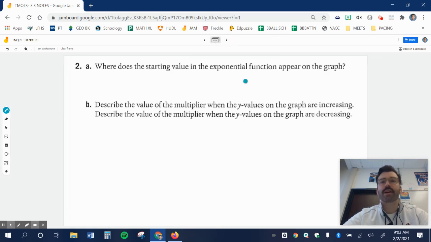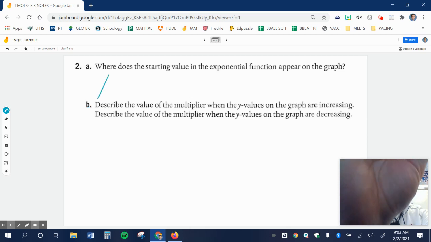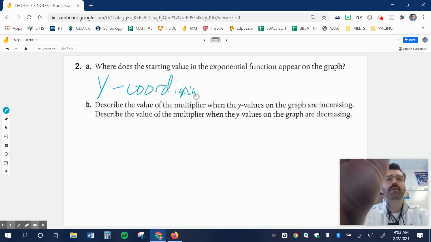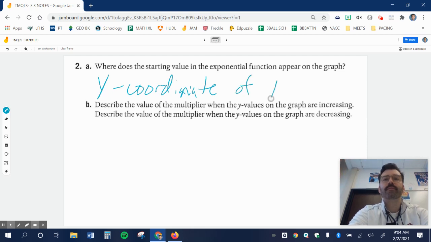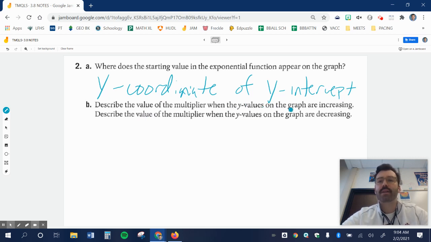Let's keep going. Where does the starting value in the exponential function appear on the graph? It's the y-coordinate or y-intercept. Describe the value of a multiplier when the y values on the graph are increasing. Describe the value of a multiplier when the y values of the graph are decreasing.